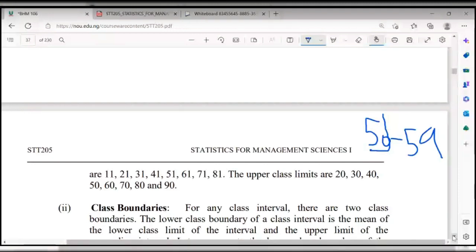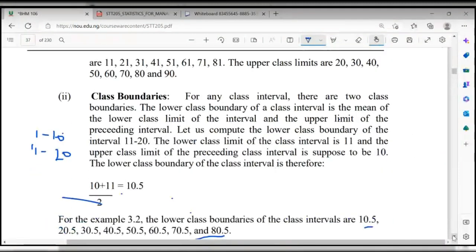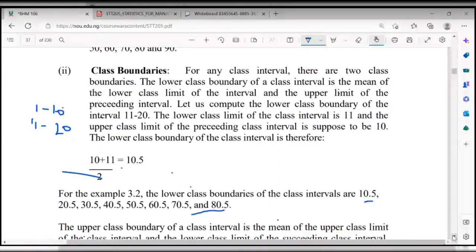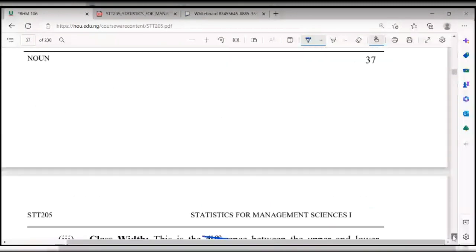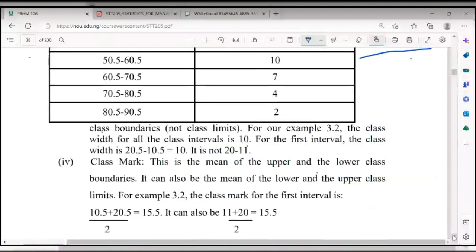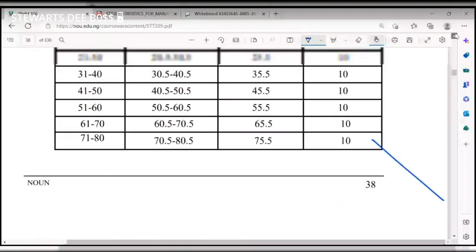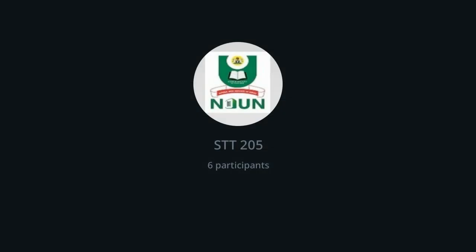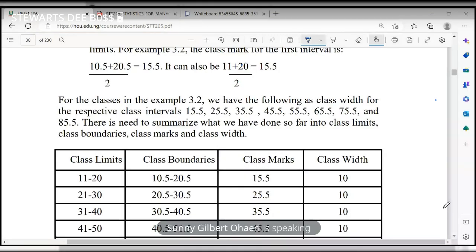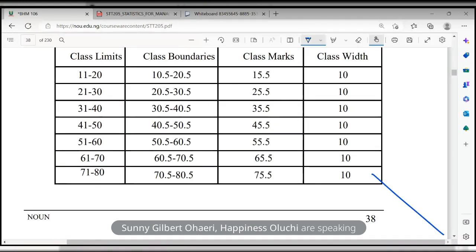Okay. So that's what we did there. Any question? But I'm saying 10.5 minus 20.5, it's supposed to be minus 10, no?